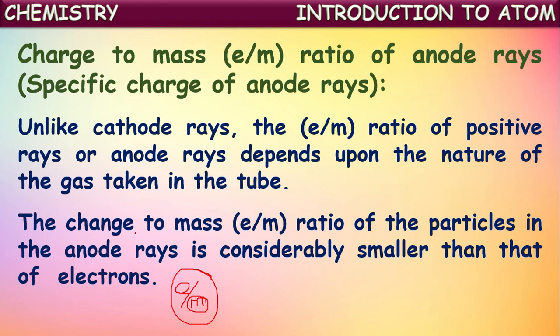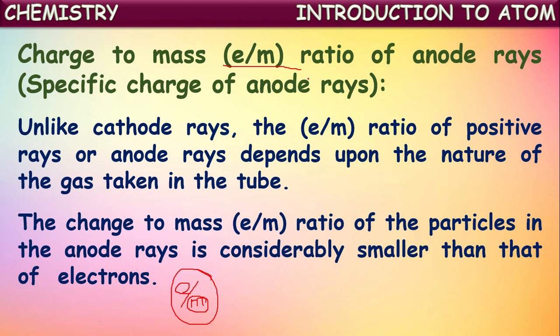The e by m ratio for protons is smaller than that of electrons. But the e by m ratio of anode rays is not fixed. One of the kinds is the proton. There are different kinds of anode rays, and the smallest one is the proton, that is the H plus ion. So for different anode rays, different charges and different masses will be there, and hence their e by m ratio will differ from others. It changes from gas to gas taken in the discharge tube.